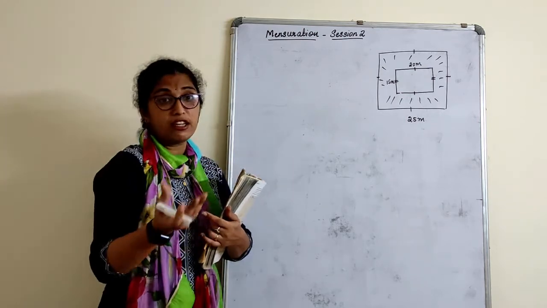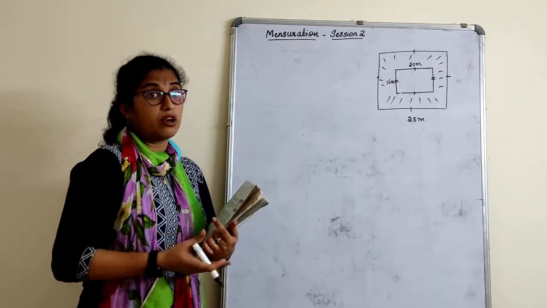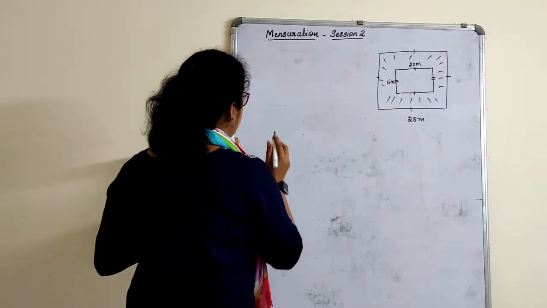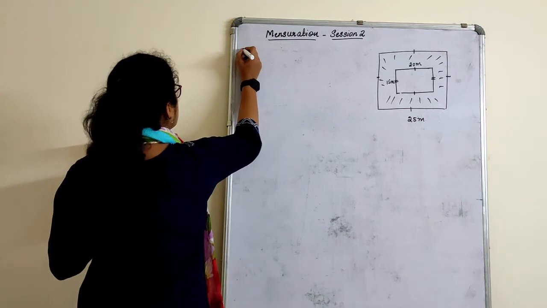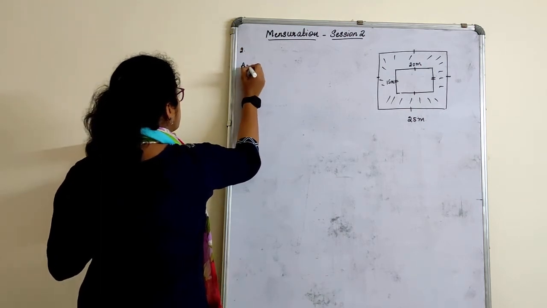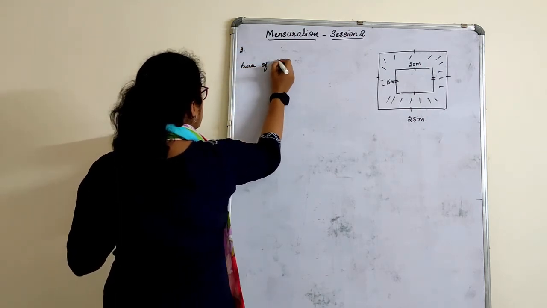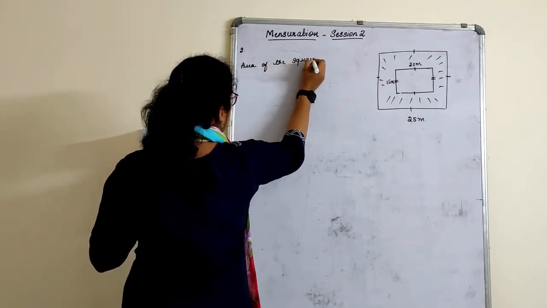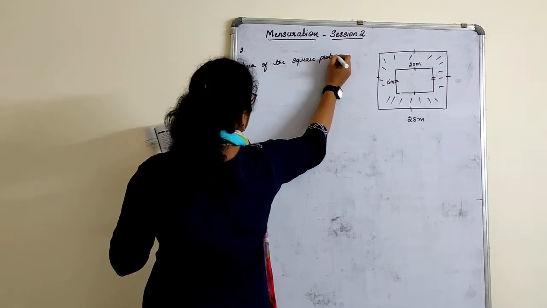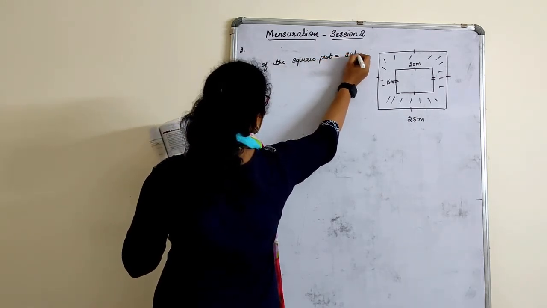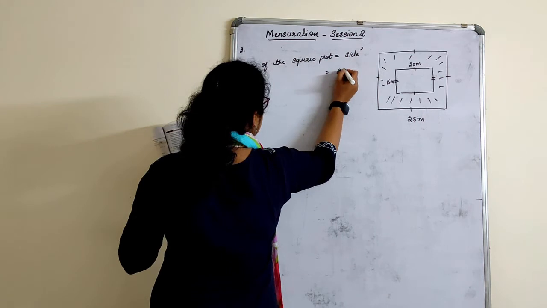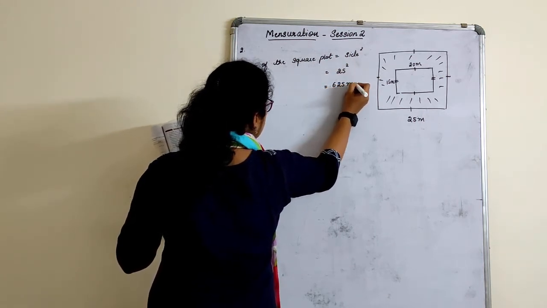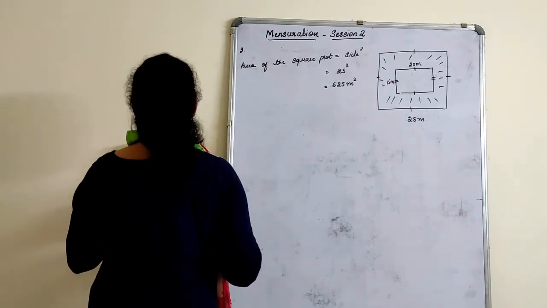First of all, find the area of the garden. Only then can we find the total cost of developing. For that, first of all, let us find the area of the square plot. Area of the square plot is equal to side square. That is nothing but 25 square, 625 meter square. Keep that as it is.